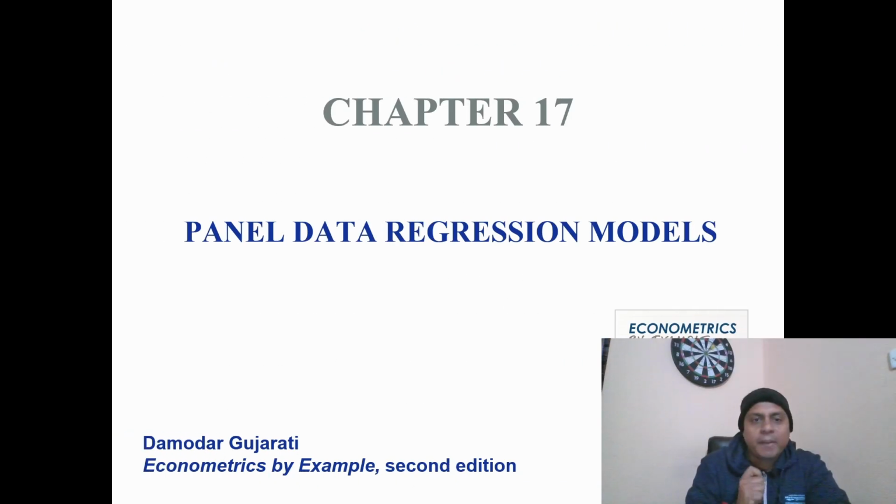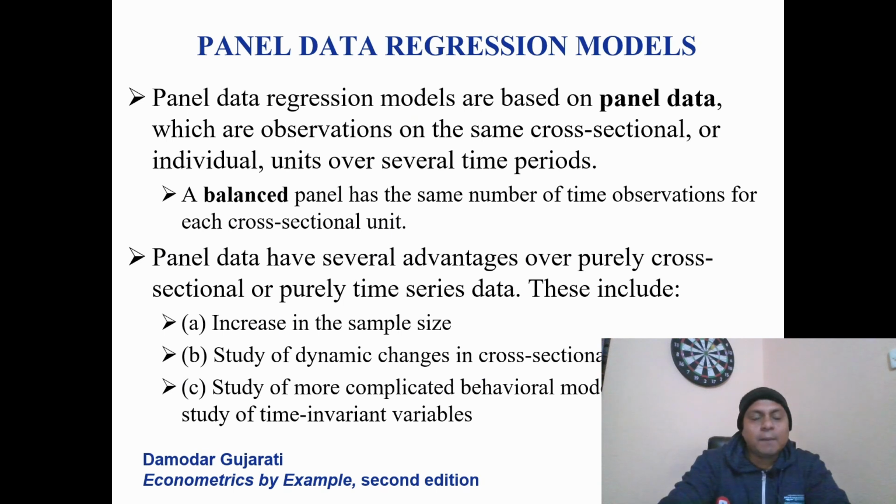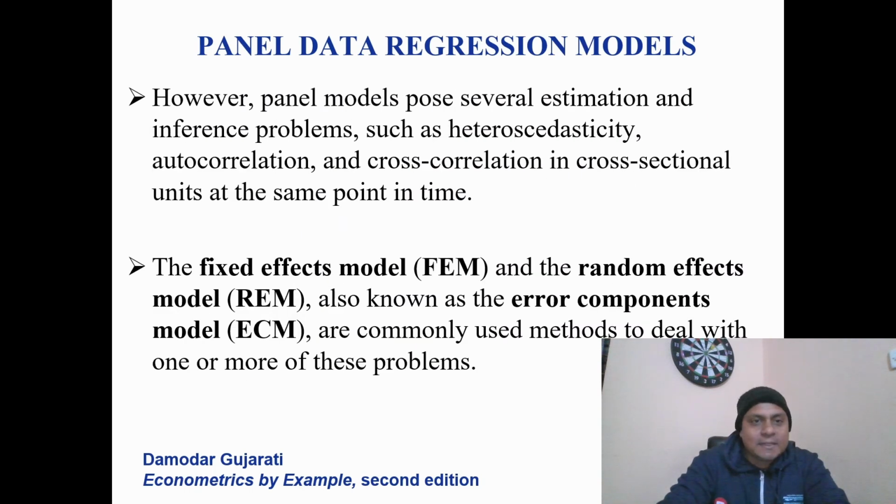Now we move to the panel data regression model. These models are based on panel data, which combines time series and cross-sectional data together. A balanced panel has the same number of time observations for each cross-sectional unit. Panel data have several advantages over purely cross-sectional or purely time series data. In panel data, there are two types of static panel model: the fixed effect model and the random effect model.